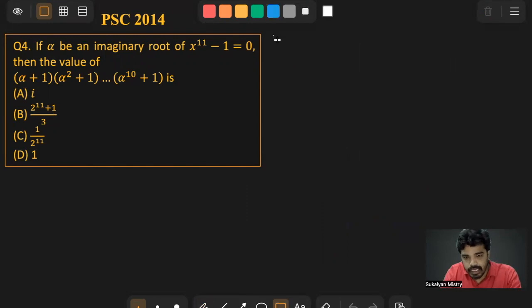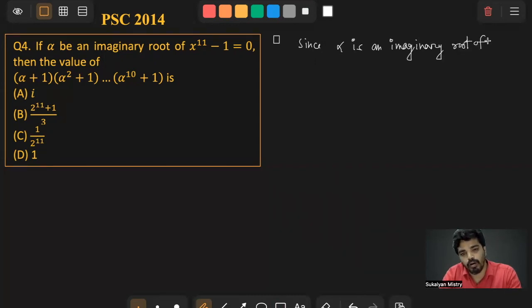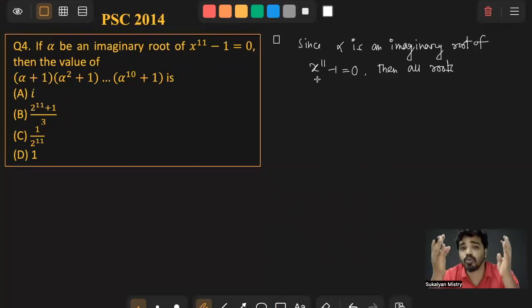So next example, what is given? Here it is given that alpha is an imaginary root of the equation x to the power 11 minus 1 is equal to 0, then all roots. So what are the roots of this equation?